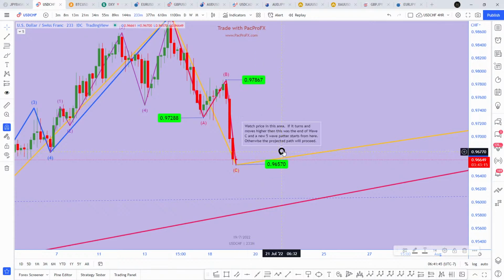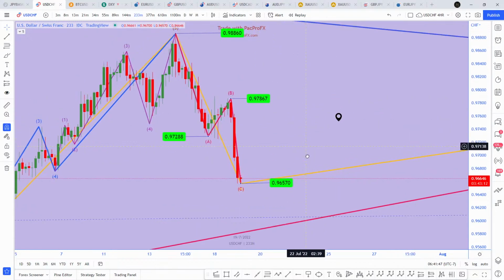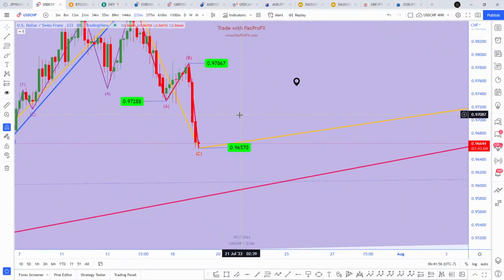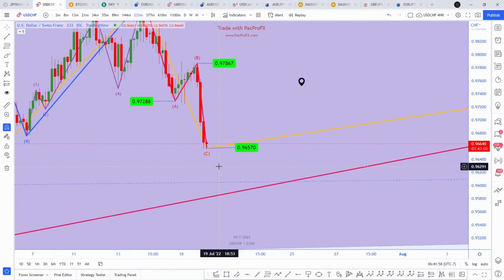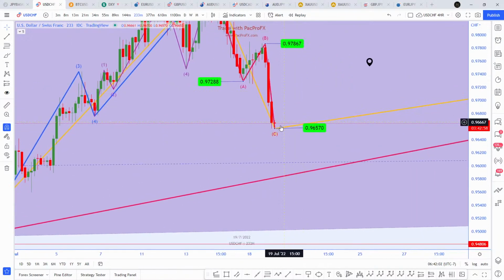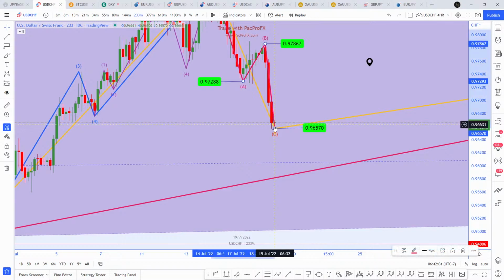Okay, so we do have a very large A, a small B, and this is just what we have for a C. The C wave here is small. I really do expect this C wave to be a little larger. So we'll have to see what price does there.